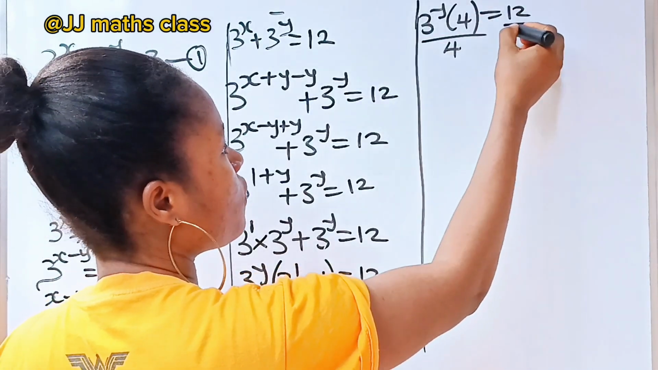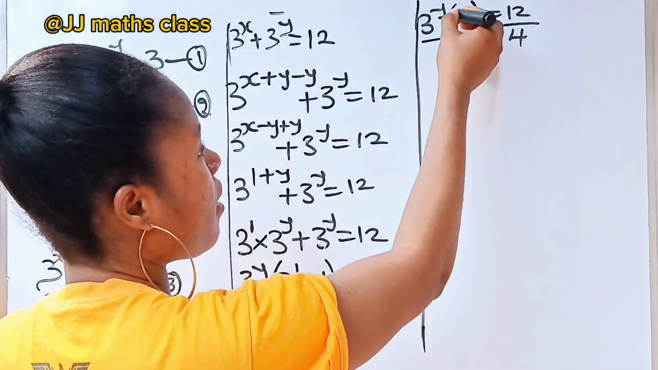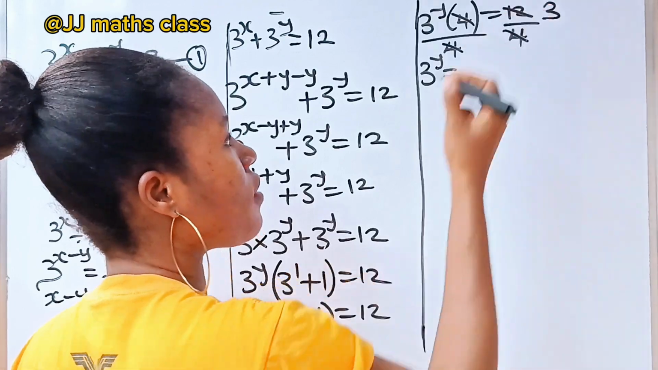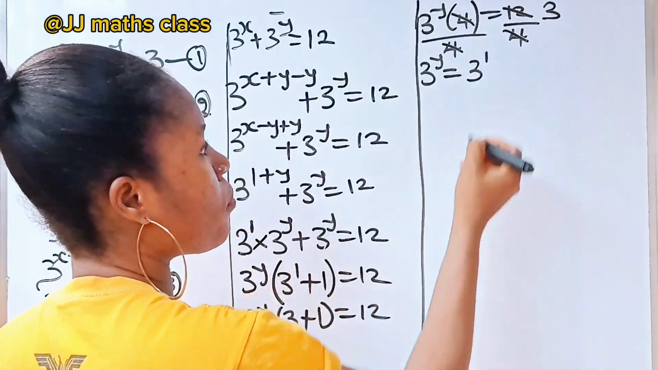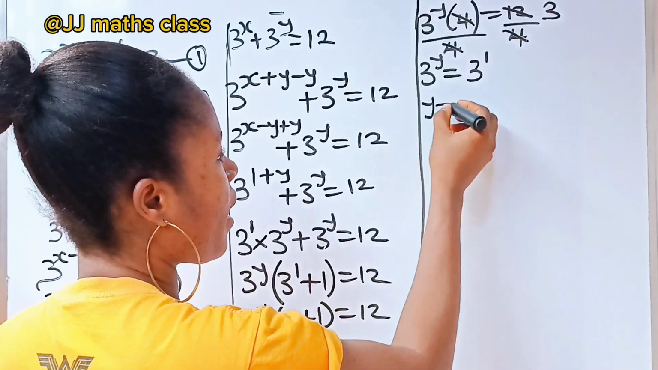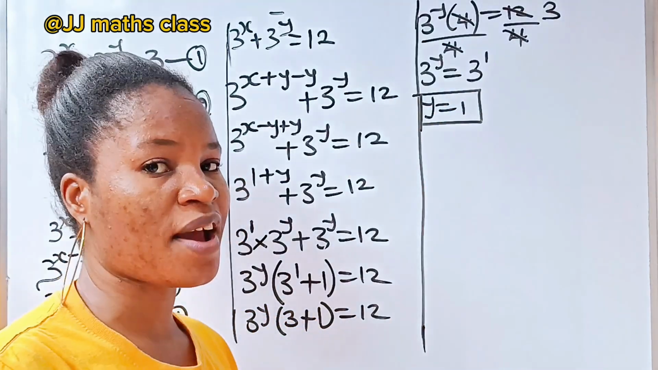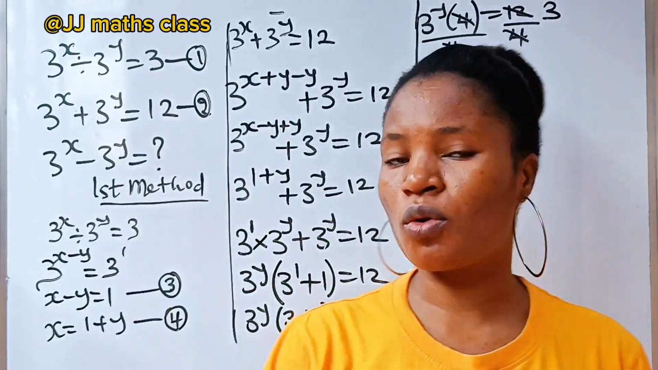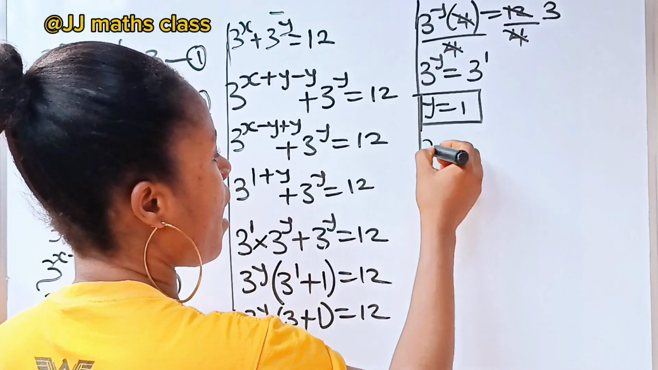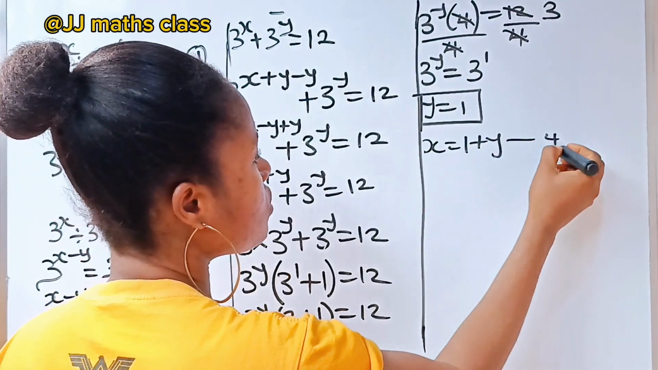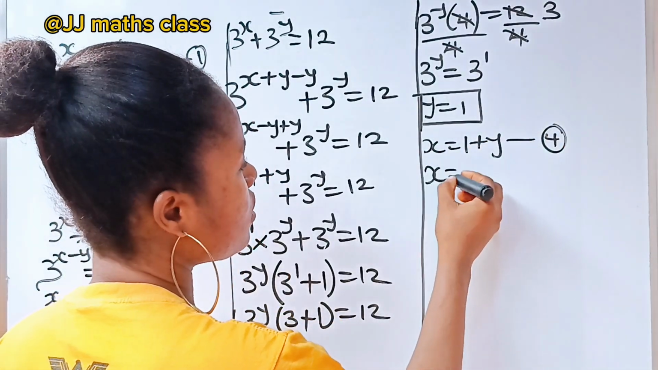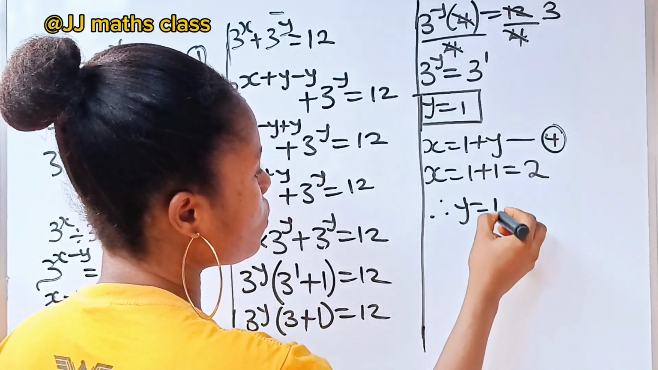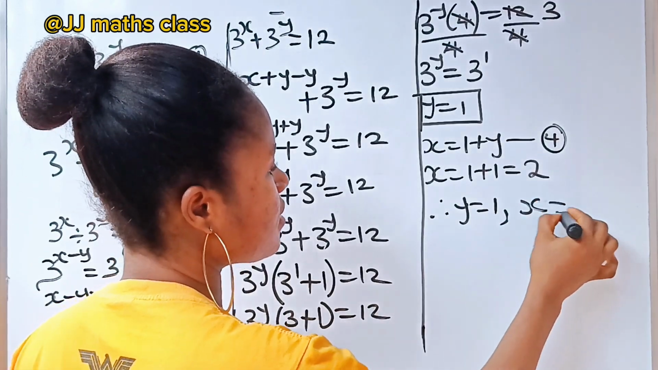So we divide both sides of this equation by 4, and we have that 3 to the power of y is equal to what? This will give us 3, which is equal to 3 to the power of 1. So our y is equal to 1, just like we got in the other method. Now using equation 4, our x is equal to 1 plus y, according to equation 4. That means our x is equal to 1 plus 1, which is equal to 2. Therefore, our y is equal to 1 and our x is equal to 2.